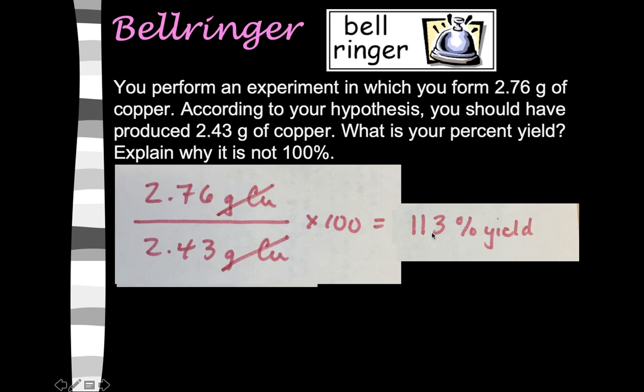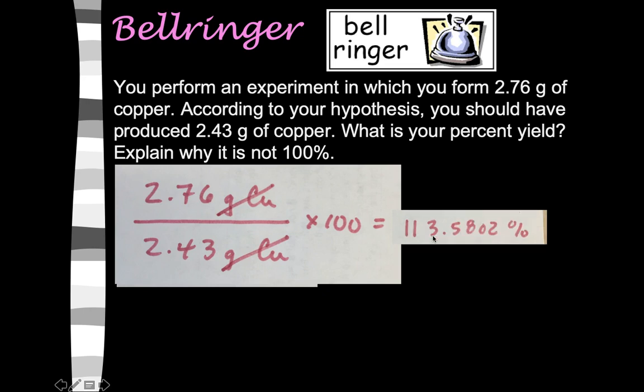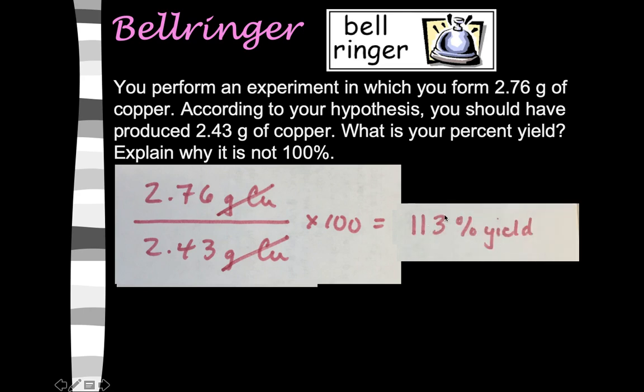114%. Oh, Miss K, how embarrassing. So it would round up. Let me make sure. Yeah, sorry about that. So this should be 114% yield. All right, so 114% yield should be my answer.